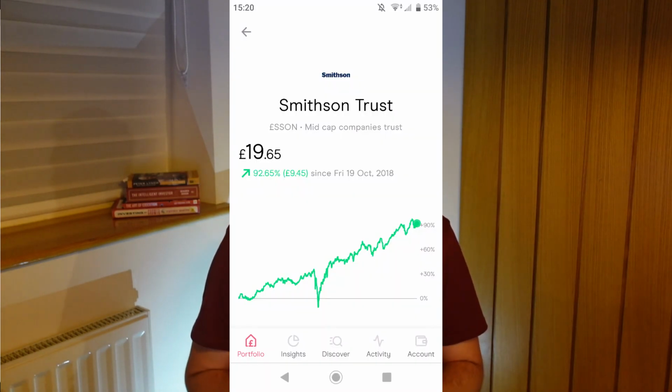So the one that I'm going to, not financial advice, but recommend to you here, but again, do your own research, is one that I'm investing in myself and plan to for a very, very long time, at least 20 plus years. And it's simply called the Smithson Investment Trust. Now, I'll tell you in a second why I've chosen the Smithson Trust.